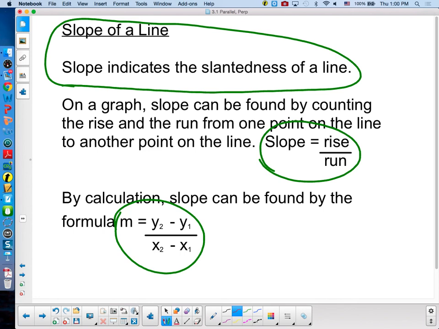So help me pick 2 points. Sydney, give me a point, an x and a y. Positives, negatives, whatever. -2, 7. Okay, -2, 7 is 1 point. And Tim, what's another one? -3, 10. Okay, there are your 2 points. Let's find the slope of the line that would connect them.